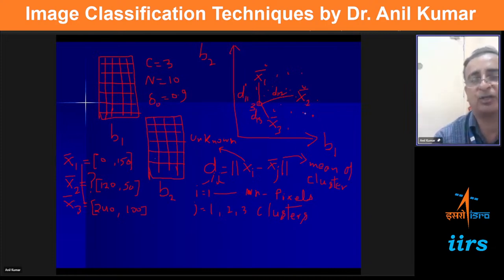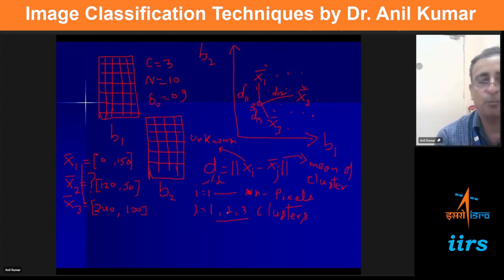Once all these feature vectors or pixels have been labeled to either cluster 1, 2, or 3, you will have a few pixels in cluster 1, a few pixels in cluster 2, and a few pixels in cluster 3. Now you go back to the original image and find out which pixels got the label of cluster 1, cluster 2, and cluster 3. Using the pixels with label 1, get the new mean value of cluster 1.